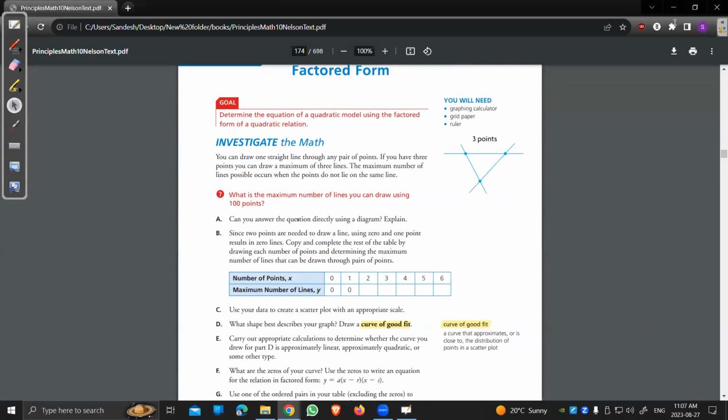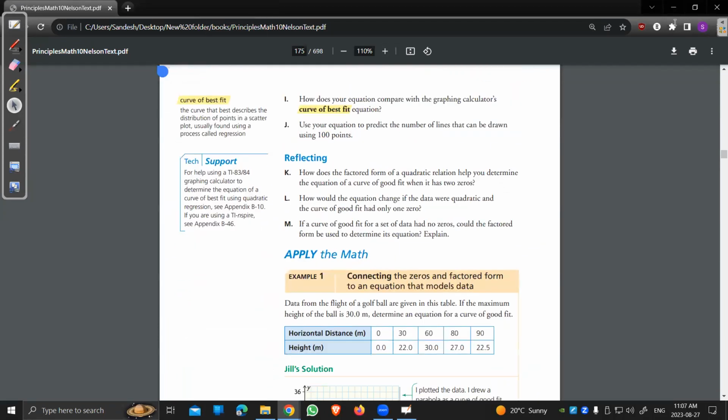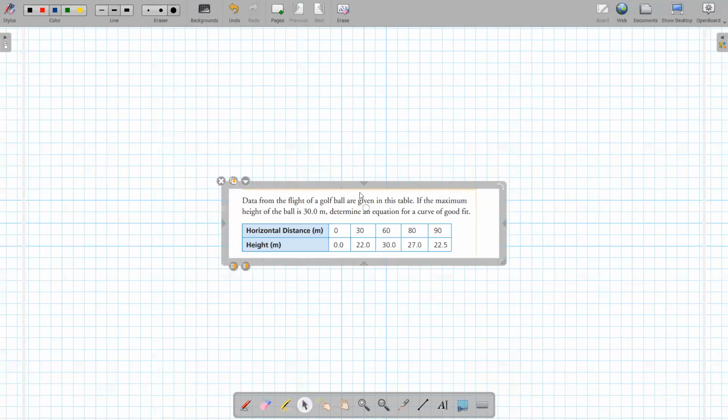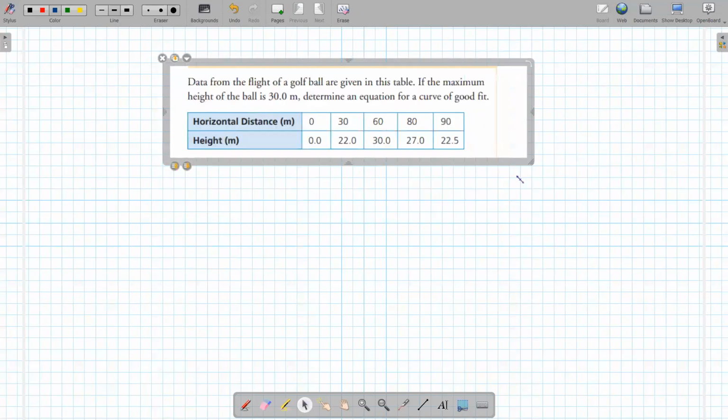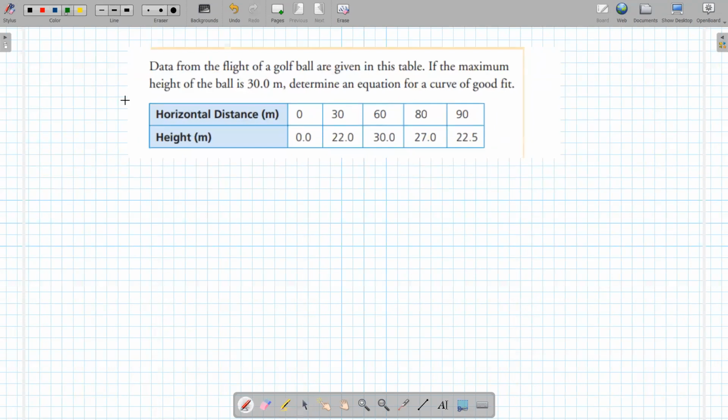And let's look at a question here. So here they've given us some data points. First thing you want to do every single time when you're trying to fit a curve is to graph it. Graph the coordinates. So our first point is 0, 0. Second point, again, how far is this going? Let's say 10, 20, 30, 60, 90.